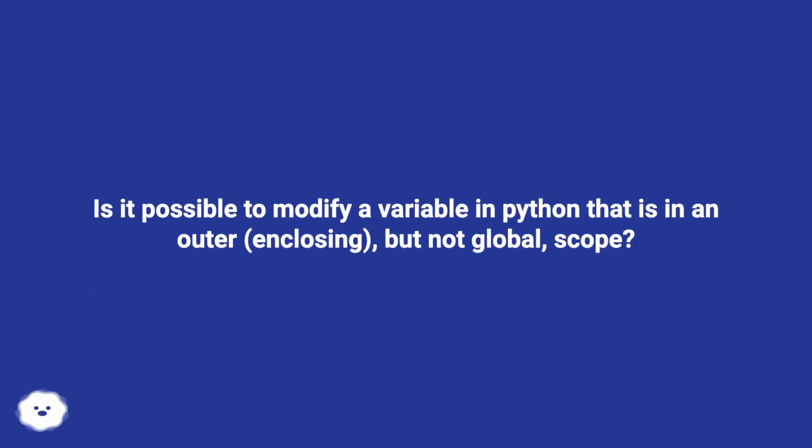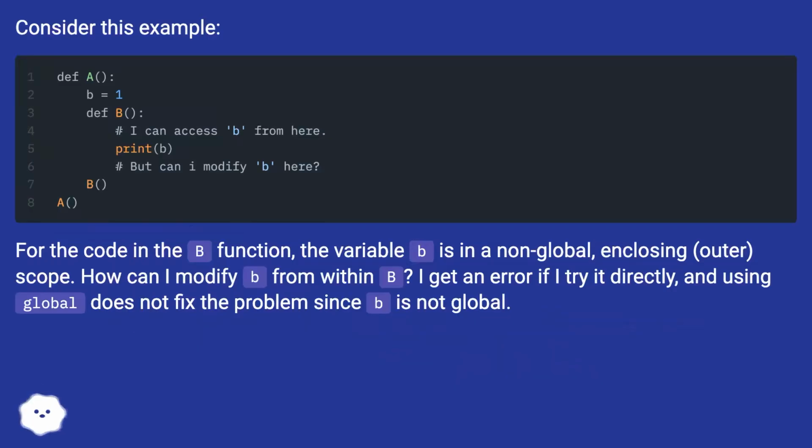Is it possible to modify a variable in Python that is in an outer enclosing but not global scope? Consider this example. For the code in the b function, the variable b is in a non-global, enclosing outer scope. How can I modify b from within b? I get an error if I try it directly, and using global does not fix the problem since b is not global.